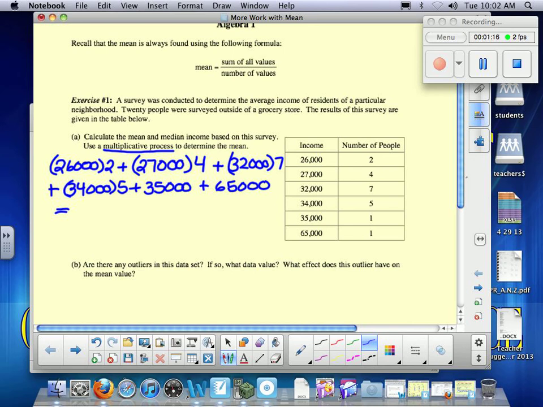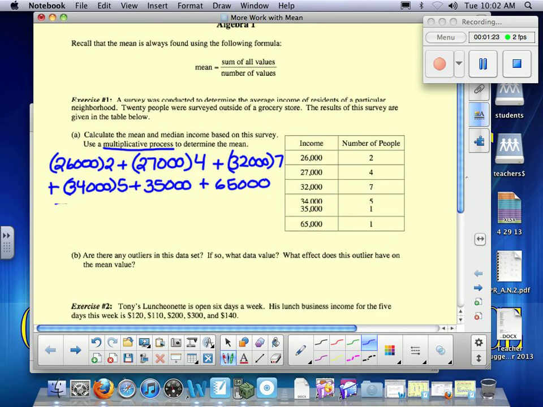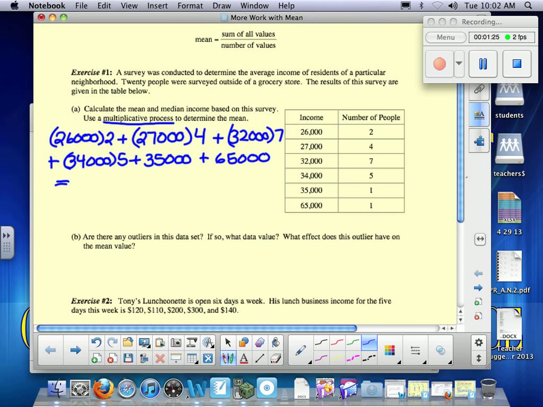Wait, for the last one, there's only one, so that's why I didn't multiply it by anything. Correct, good catch. So for the interest of time, I'll just tell you that that's how much that totals.